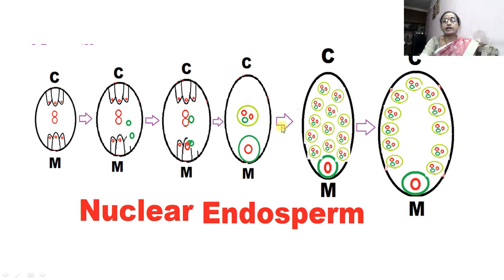After that, the further divisions are mitotic divisions, no doubt, followed only by nuclear divisions, and every nucleus inside this embryo sac is triploid in nature, and that's why they remain in the periphery. Also the vacuole is there, and afterward when the divisions are more, this gap is also filled by nuclei, each of which is triploid in nature, and that's why it is called nuclear endosperm.